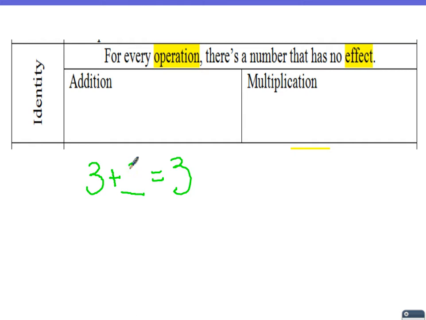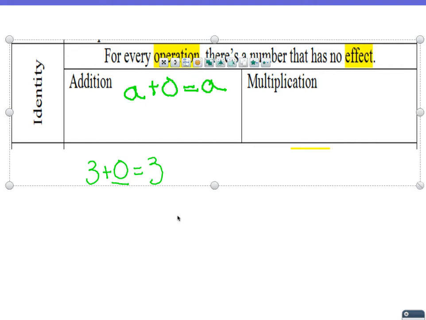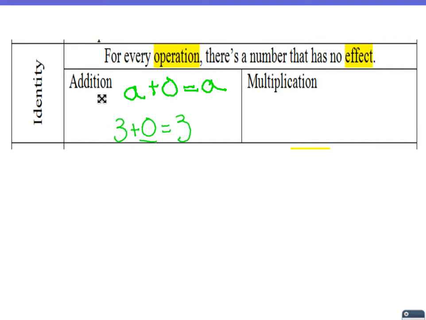That's right, 0. Well, it works that way with algebra too. So if I have a variable and I add 0 to it, it's going to stay that same variable. The variable has not changed. Okay. So if you have room, you can add this in there also.